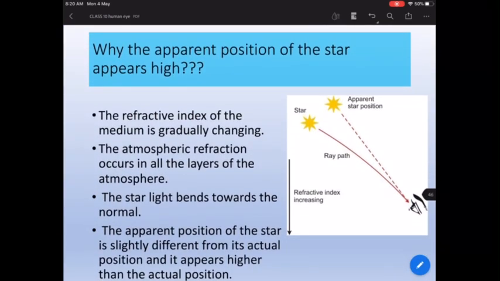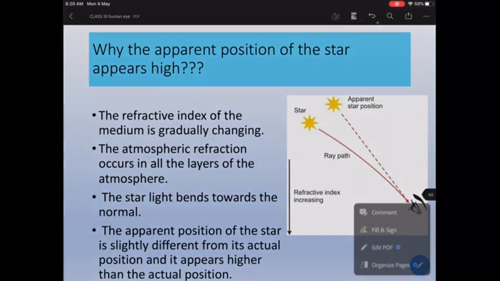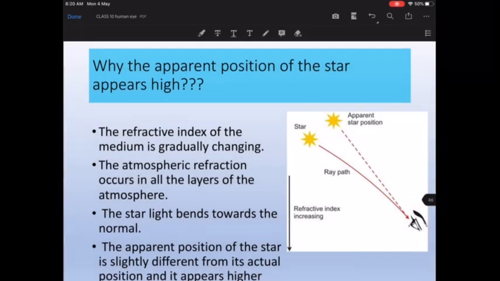So now this slide is very, very important. This slide is very important. Why the apparent position of the star appears high. This slide you have got to note down, all the points on why the apparent position of the star appears high. Now we have learned why it appears high, but I've just given you all the points here so that you can copy these points straight away and make your own notes.